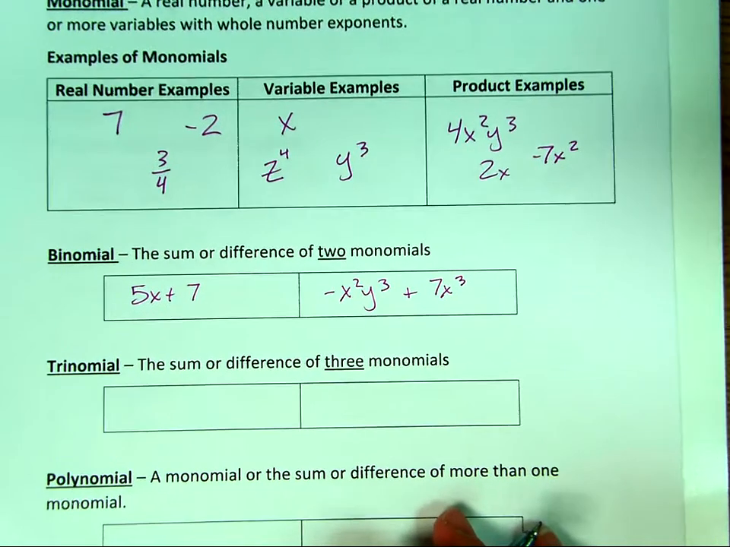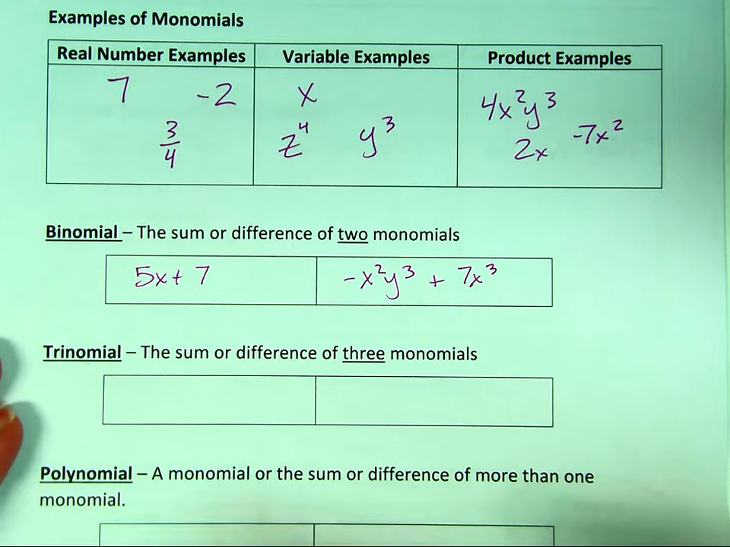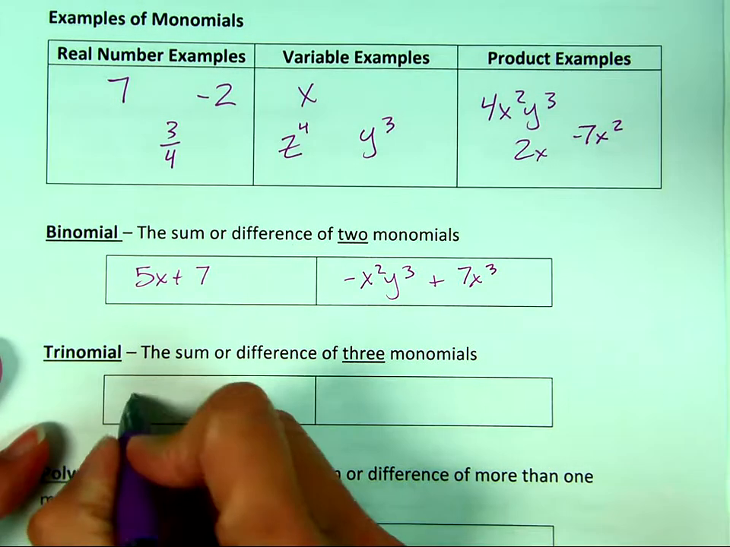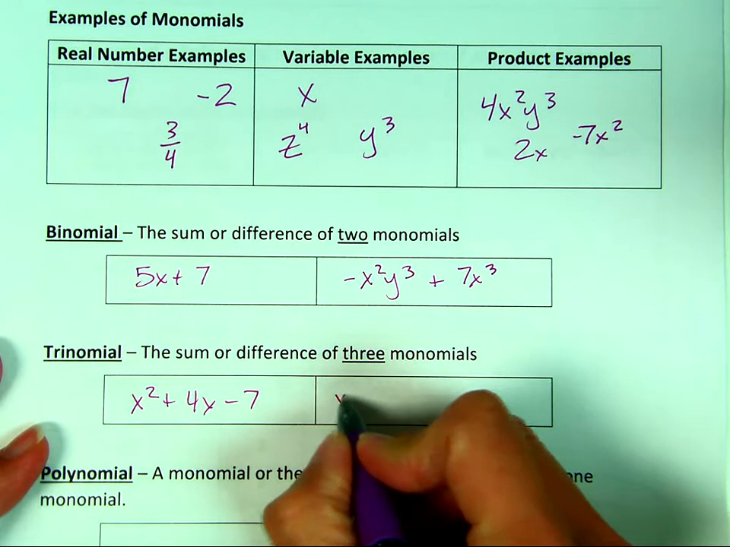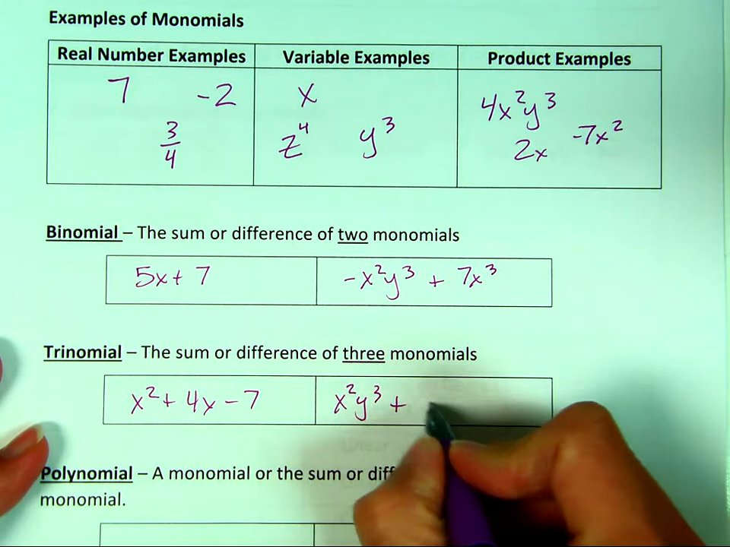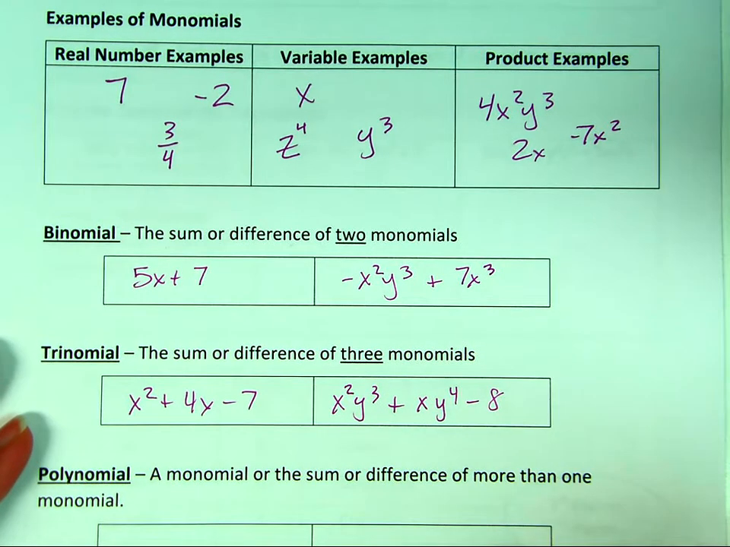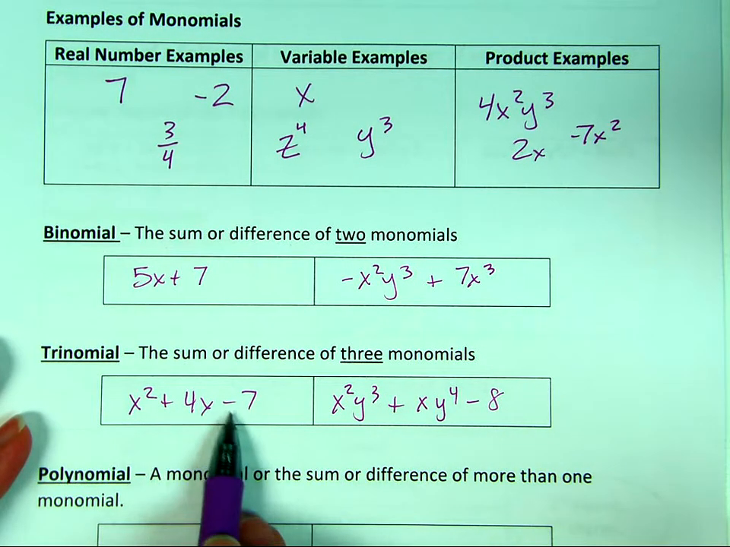Bi meaning two. Tri means three. A tricycle has three wheels. So a trinomial is a sum or difference of three monomials. So you might have x squared plus 4x minus 7. You might have x squared y cubed plus xy to the fourth minus 8. Those are trinomials. Notice there's three terms, and they're separated by plus or minus signs because they're the sum or the difference of three.